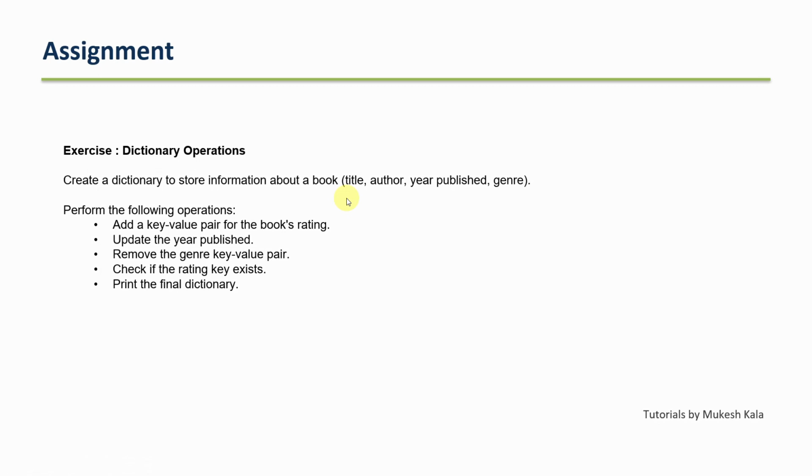You have to add a key value pair, then you need to update the year it was published, then you have to remove the genre key value pair, then you have to check whether the rating exists or not, and then you have to finally print the dictionary. Now in the last one, you might be thinking, Mukesh, you haven't told us how I can print the complete dictionary. I say print the final dictionary, which I haven't shown. I just realized by looking at the assignment.